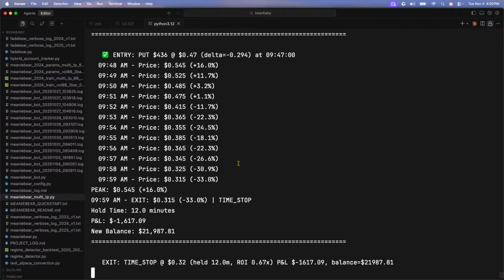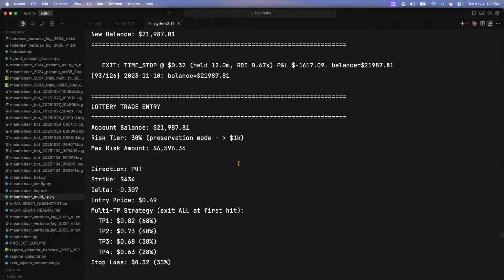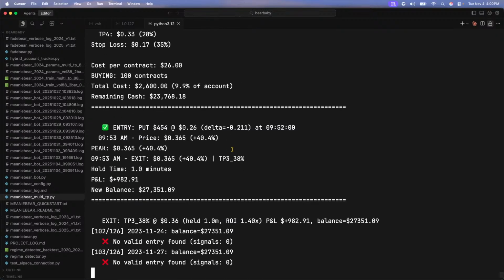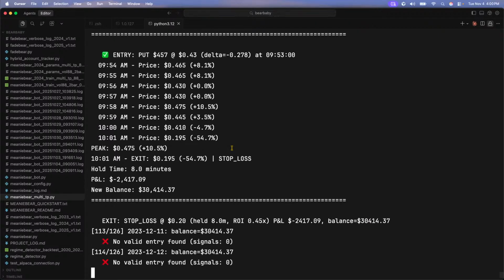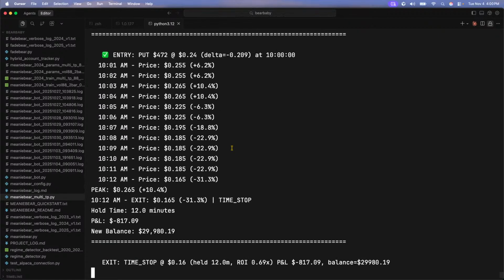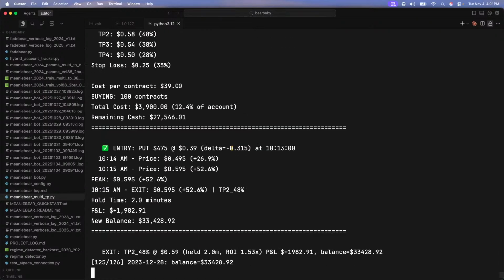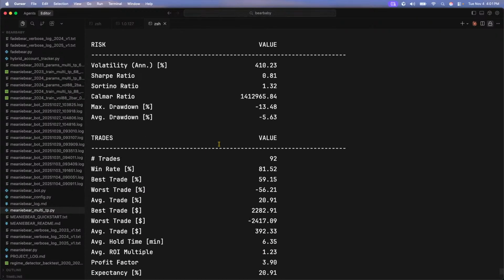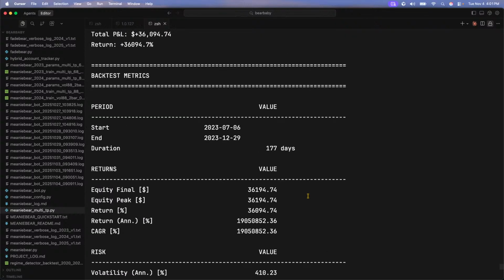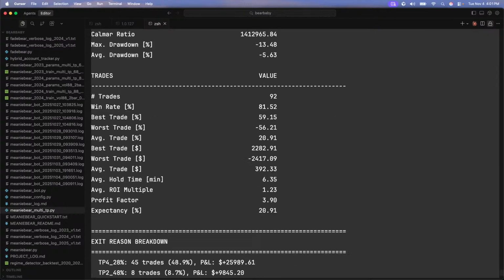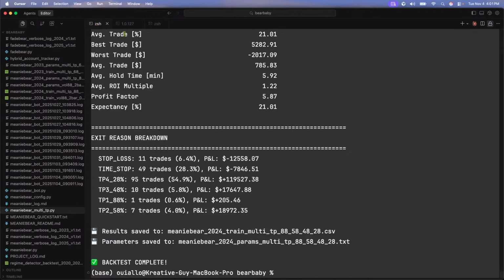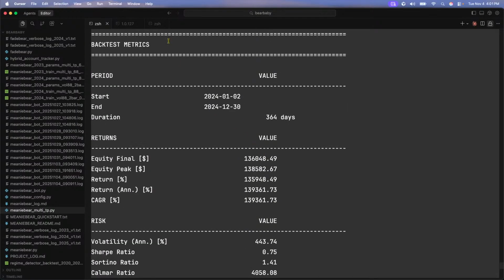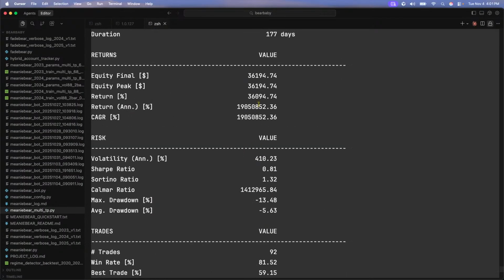I don't know if this is ridiculous or if this is stupid. Oh, it's November. I thought this was like April. If it's November, all right, that's fine. 81% win rate. Sharpe is a little higher. Let's see. I kind of like this. Got 136 versus 36,000.